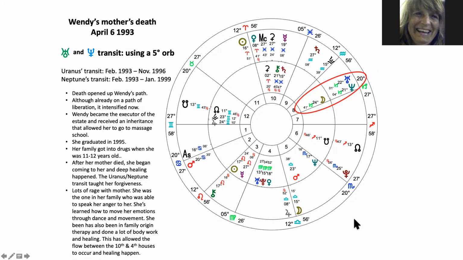You can look at the dates and see that was a very long time ago, almost 30 years ago. So a lot has changed, and Uranus has been an amazing teacher.